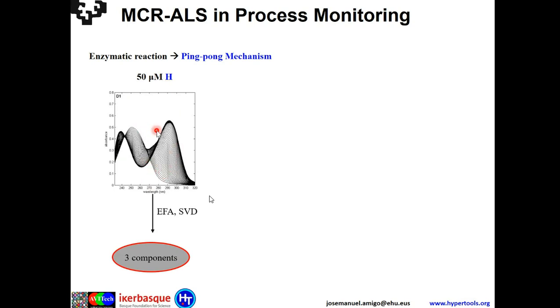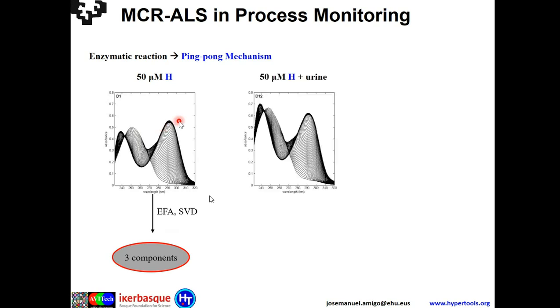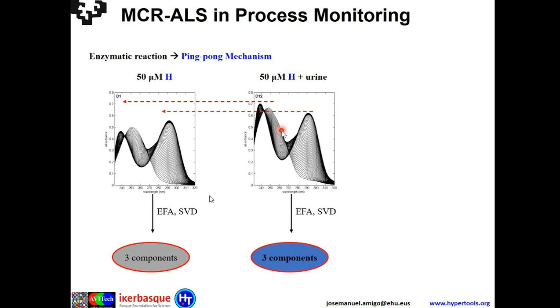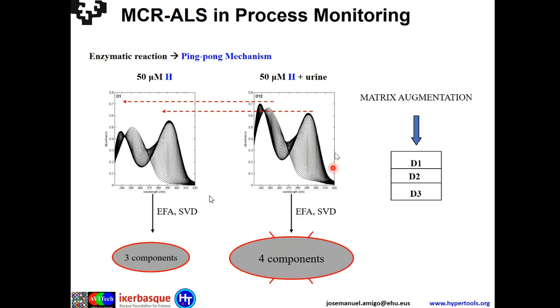But we will have an additional problem, which is the fact that these reactions occur in urine. And as you can see here, this is the same concentration of hypoxanthine plus urine. And here we see that there is an increase in the signal, but if we calculate the number of principal components, or the number of components that we need to use in order to apply MCR, it turns out that we only need 3 components, but we know that this is not true. We know that here we have 4 components because we have the urine as well.